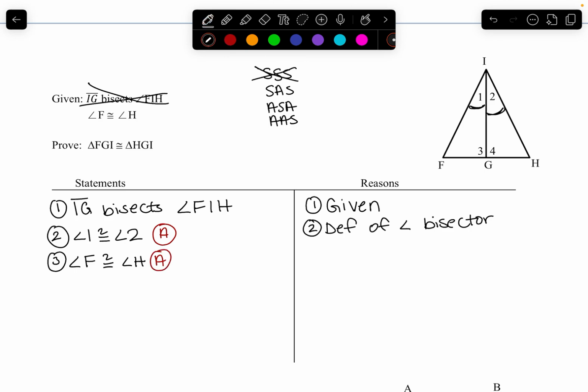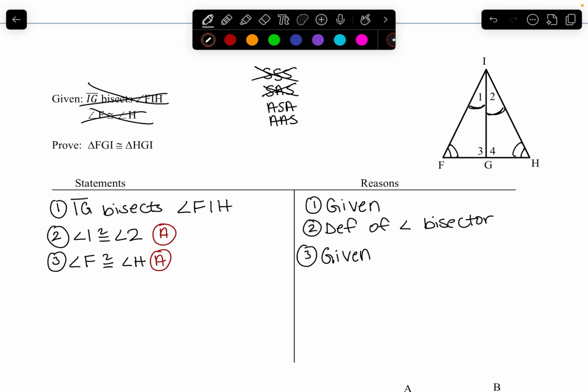Got another piece of angle information. I know that that's true because it was given to me. So up in my picture, I'm going to mark angle F congruent to angle H. That is a secondary angle. So this isn't going to be side angle side because, again, I have 2 angles. So that leaves me with angle side angle or angle angle side.